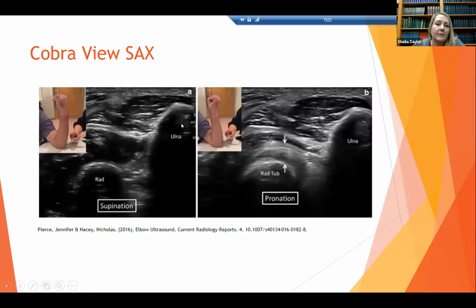I like the Cobra view as well for procedural interventions. This allows you to see that biceps tendon inserting on the radial tuberosity here. With this, you don't have to sit your patient up. You're already laying them down. I just have them flex their arm up off of the table, and then you want to maximally pronate them to get that Cobra view. When you pronate, that radial tuberosity with the biceps tendon inserting on it is going to come into view nicely. Then you can supinate and you can see it goes out of view.